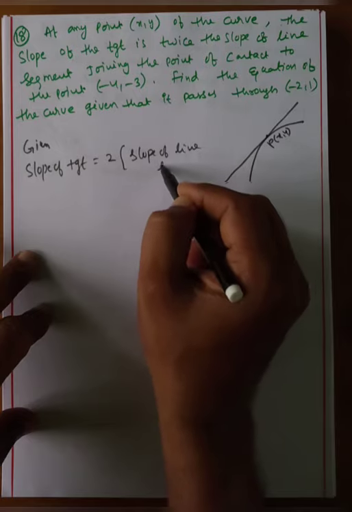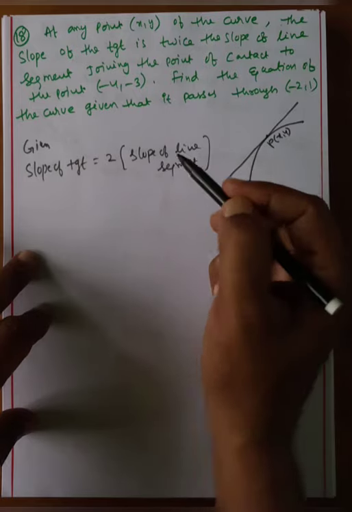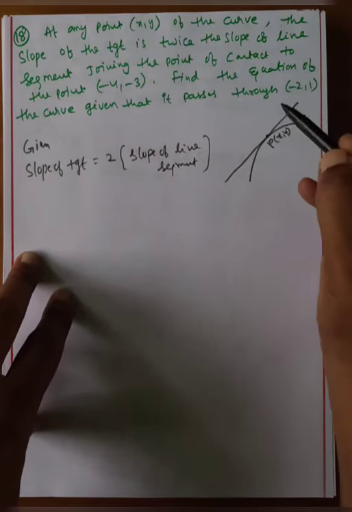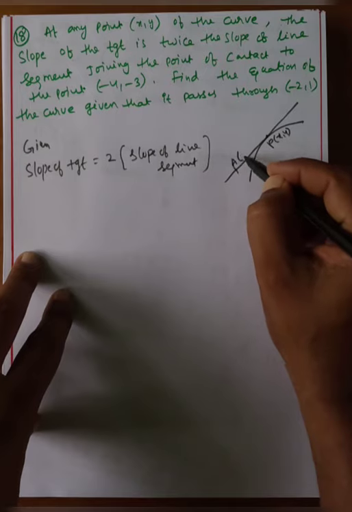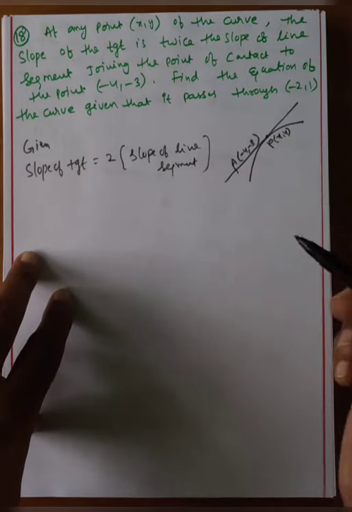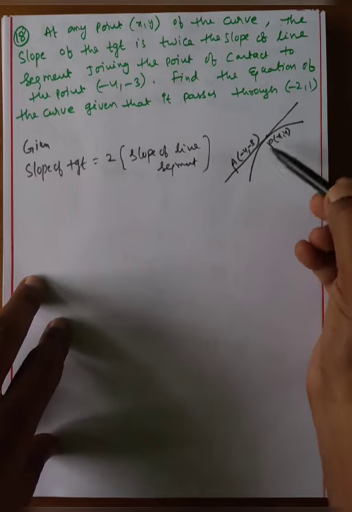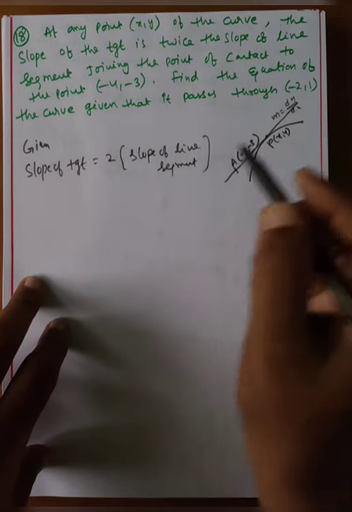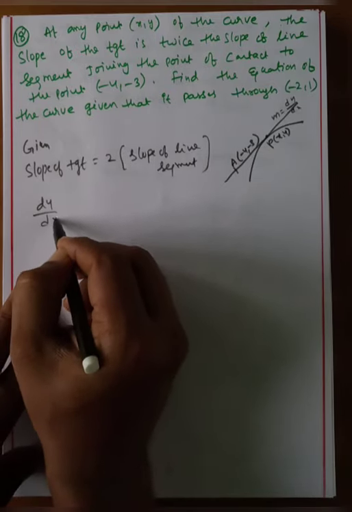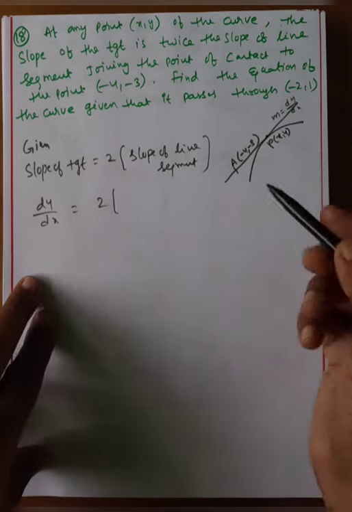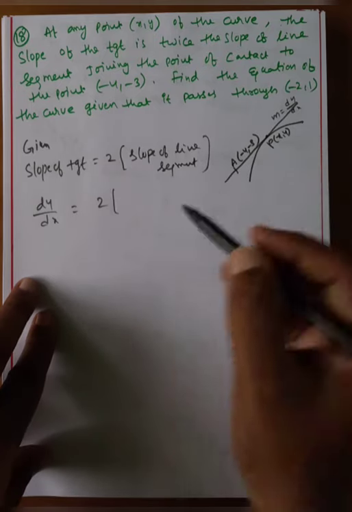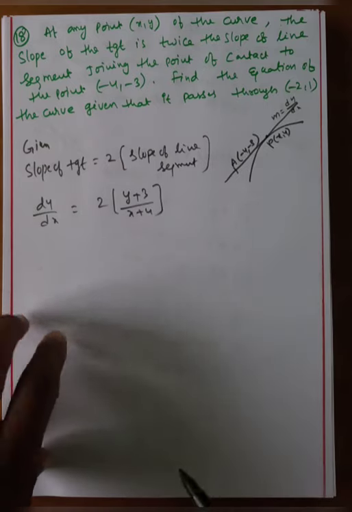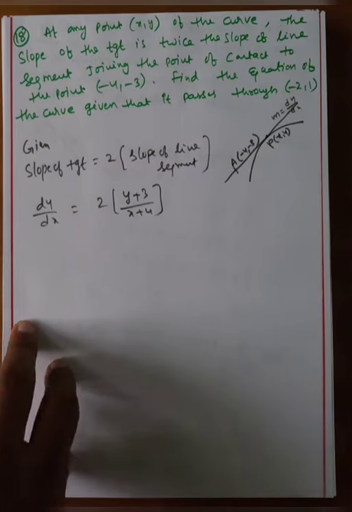Slope of line segment. A line segment must join two points. What are the two points? The segment joining the point of contact to another point, suppose (-4, -3). Slope means the two-point formula, y2 minus y1 by x2 minus x1. Slope of tangent, the formula is m is equal to dy by dx. Here dy by dx is equal to 2 into the slope of the line segment. y2 minus y1 means y plus 3 by x plus 4. So dy by dx is 2 into (y plus 3) by (x plus 4).